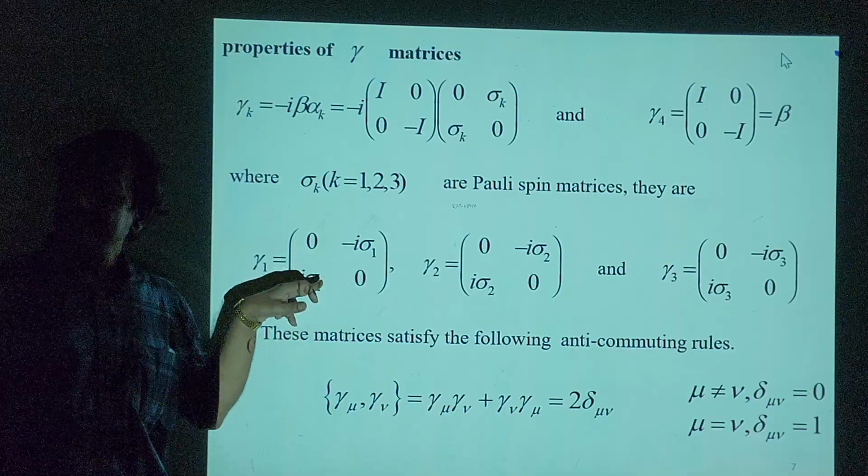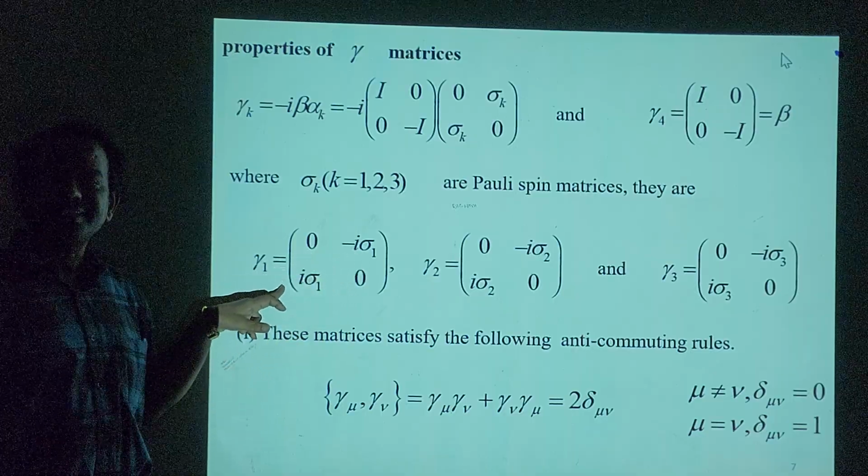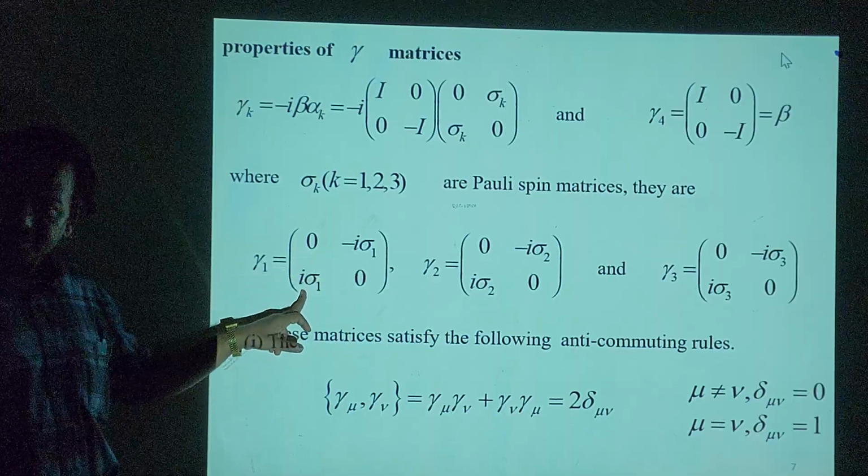What are the traces of the matrix? Any guess? Traces of the matrix. Trace of this matrix will be 0.